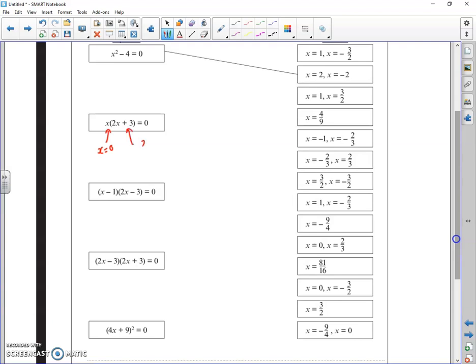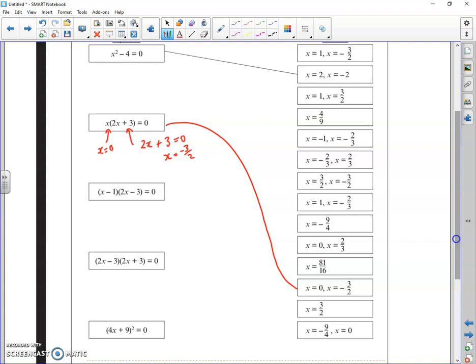For the whole bracket to be 0, 2x plus 3 must equal 0. Take the 3 to the other side, it becomes minus 3. Then divide by 2, and you get minus 3 over 2. So all you've got to do then is find our list on the right-hand side where the solutions 0 and minus 3 over 2 are. Down to there.